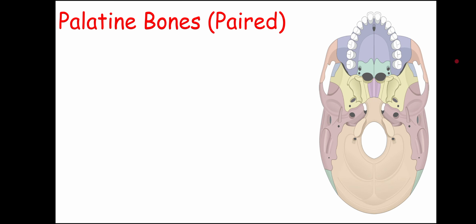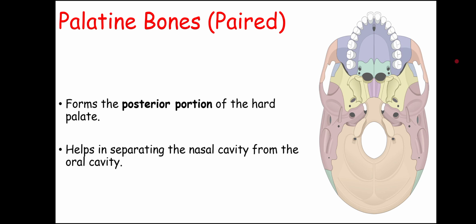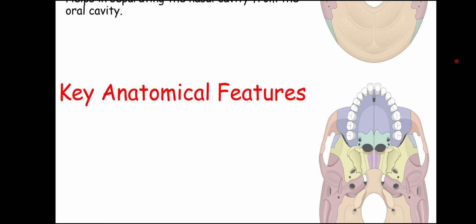The next bone we have is palatine bone, that is paired bone, and it forms the posterior portion of hard palate and helps in separating the nasal cavity from the oral cavity.